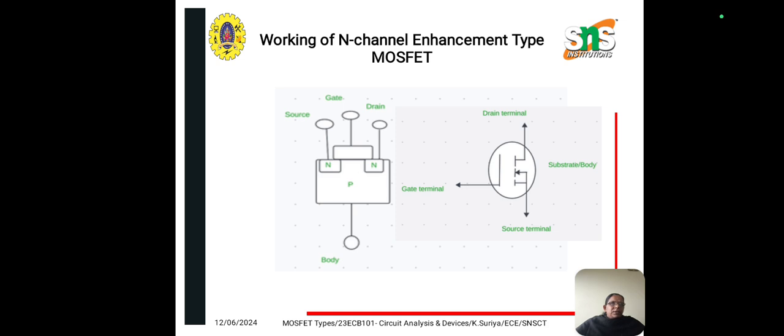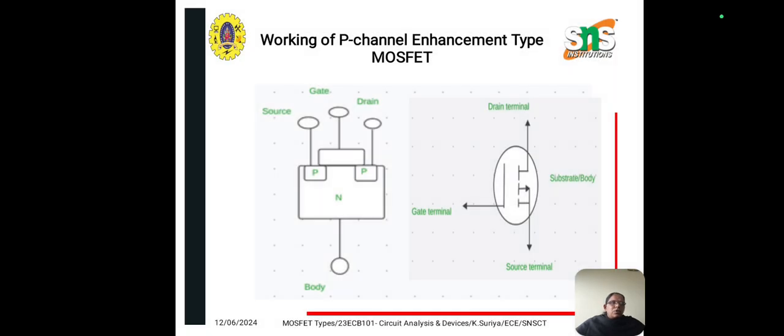If we increase the voltage between the gate and the source, then the width of the channel will increase, and if the voltage is more than a particular voltage, the channel width is sufficient to allow flow of current. This particular voltage is called the threshold voltage, and the resultant current is known as the drain current. So next we will see the working of a p-channel enhancement type MOSFET.